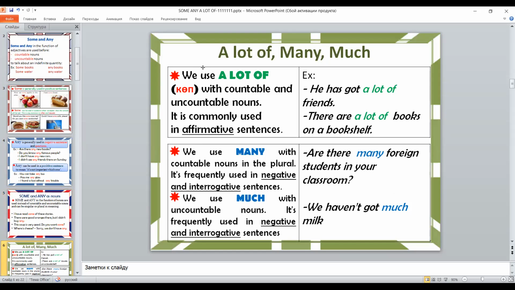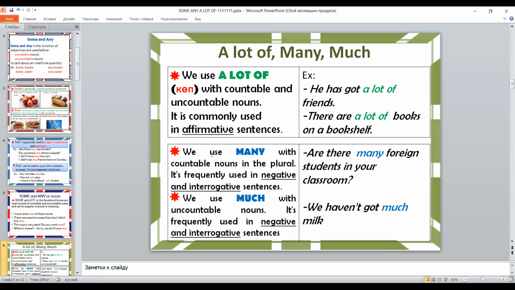Indefinite pronouns, a lot of, many, and much. So a lot of means көп, много. Many, much mean also көп, много. We use a lot of with countable and uncountable nouns. It's commonly used in affirmative sentences. For example, he has got a lot of friends. There are a lot of books on a bookshelf.